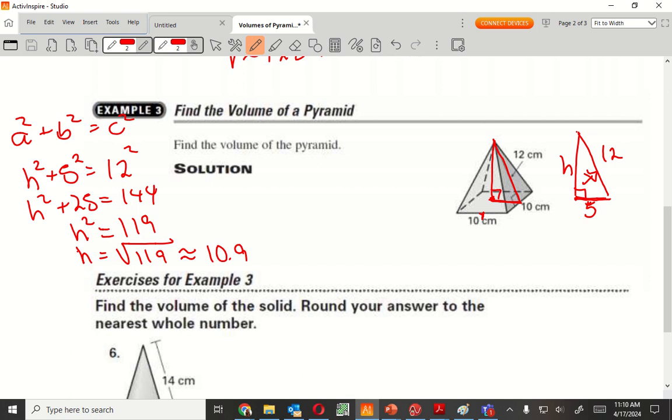So now that is going to be the height of this pyramid. So you had to be careful. This is the one that's going to trick you by showing you this. So now let's plug it into my formula. My volume formula is 1/3 times the area of the base. My base is here. So what's the area of that base? 100, because it's a square base. It's 10 times 10, right? So it's 100 times the height, which I just found over here, 10.9.